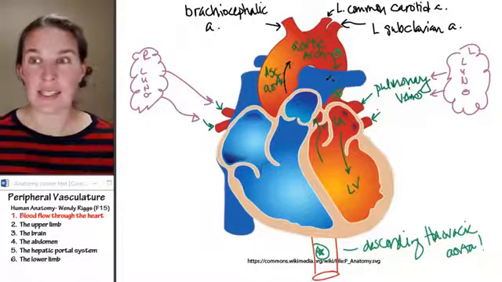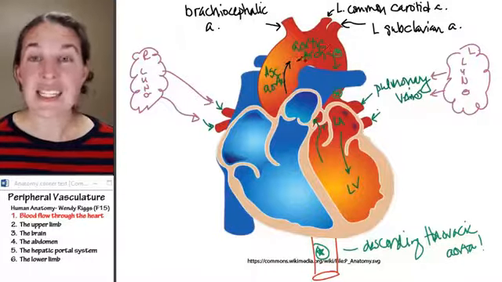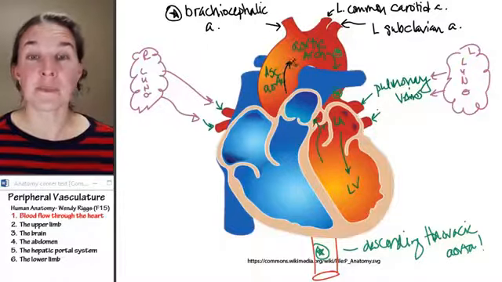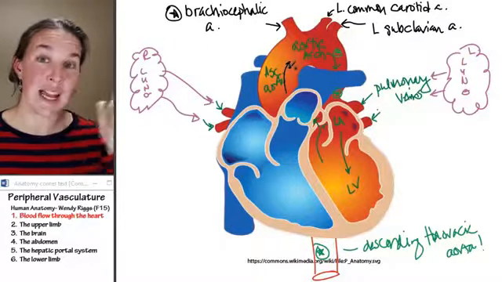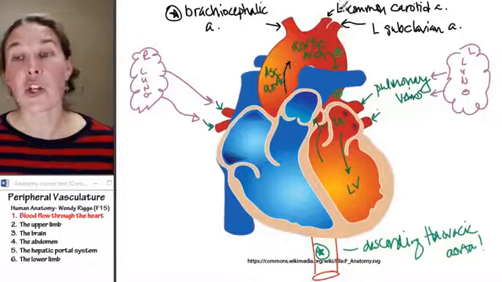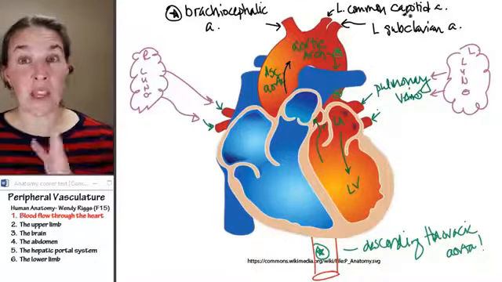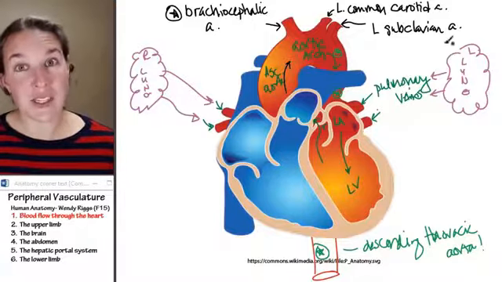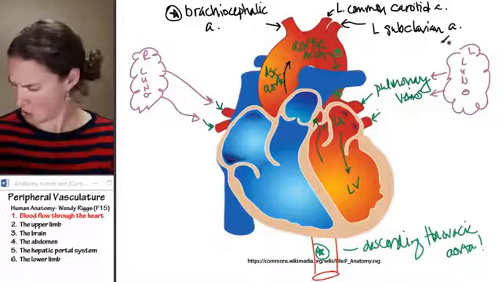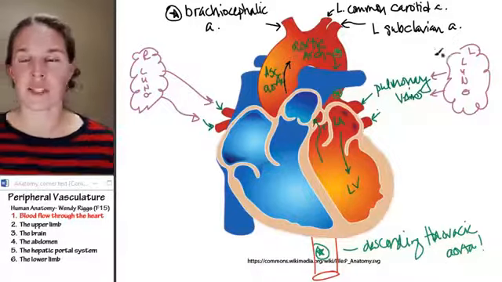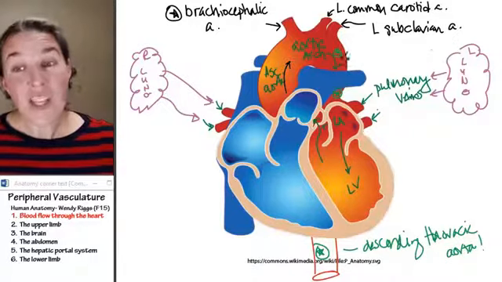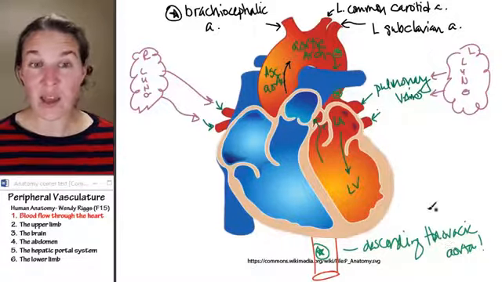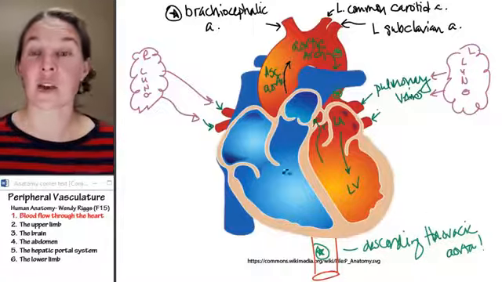So take a look at this. From the ascending aorta, we can travel to the brachiocephalic artery and go to the right side, arm and head. We could go through the left common carotid and go to the left side head. We could go through the left subclavian and go to the left side arm. That's my right side. Over there is my left side. Or we could stay in the aorta and travel through the descending thoracic aorta and choose your own adventure. We're going to have lots of options there.